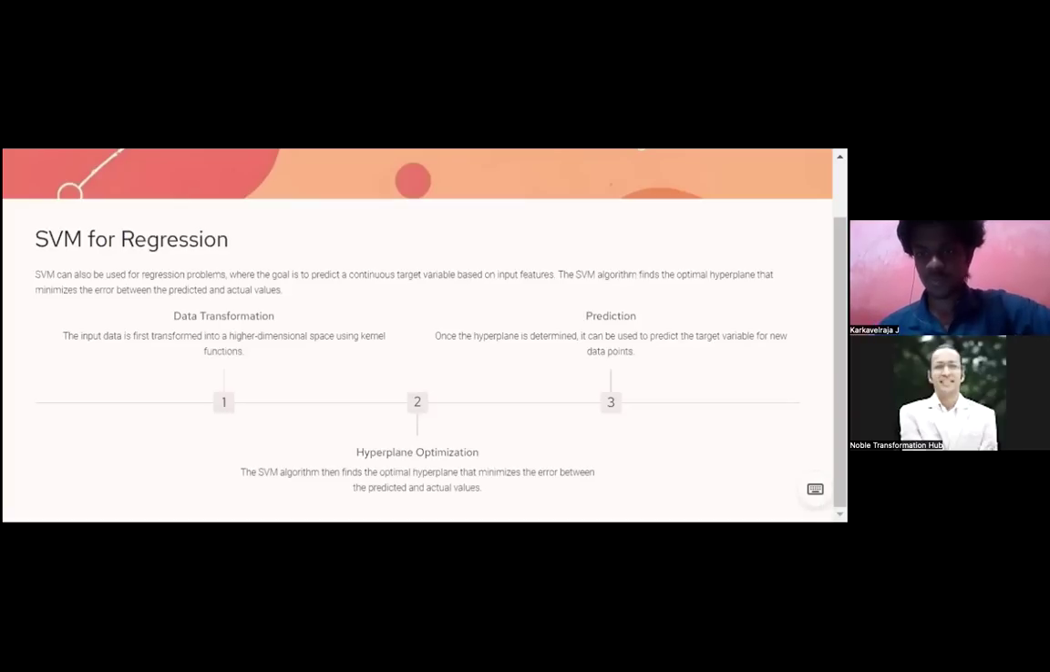Let's move to the other section. Yes, sure, sir. We have introduced what SVM is, what the key concepts present in SVM are, and how SVM works for classification and then regression. So we will pause here.